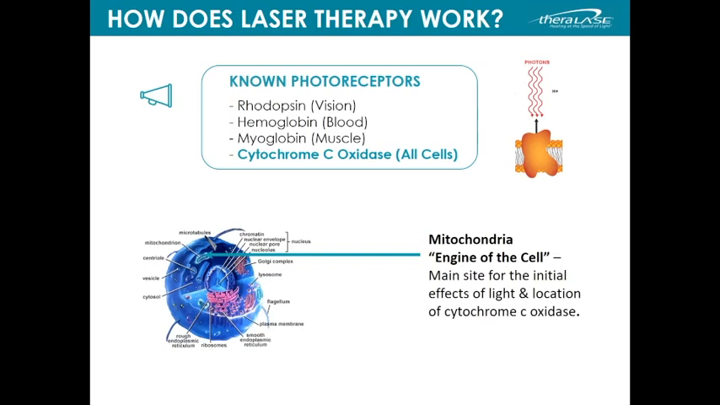We have photoreceptors in the tissues and the cells of our body, and some of the well-known photoreceptors are, for example, rhodopsin, which is used in vision. We have hemoglobin in the blood and myoglobin in muscle. But laser therapy actually works on and activates cytochrome C oxidase. This is the main chromophore that absorbs light therapy within the mitochondria of the cell. So the mitochondria is the main site for the initial effects of light, and the electron transport chain within the mitochondria is the location of this particular chromophore.